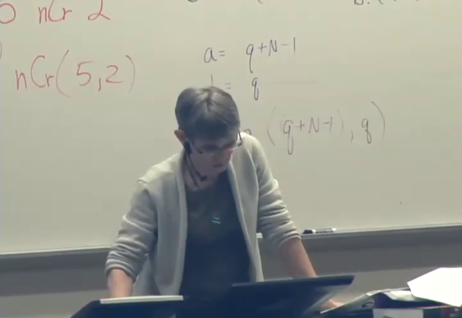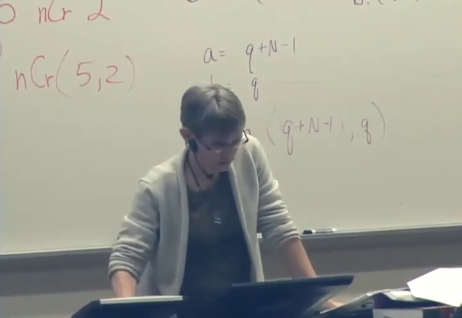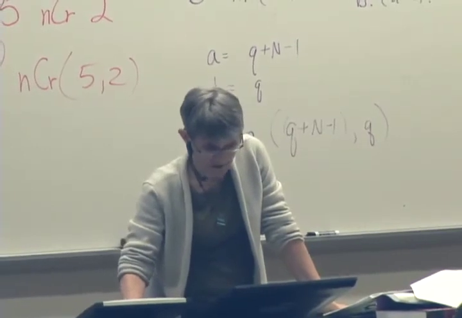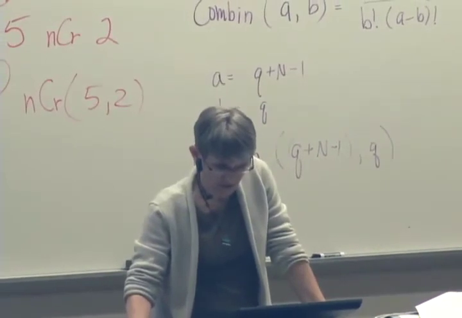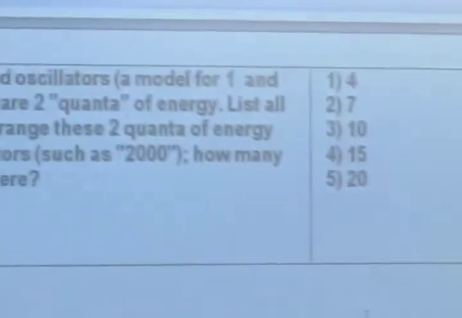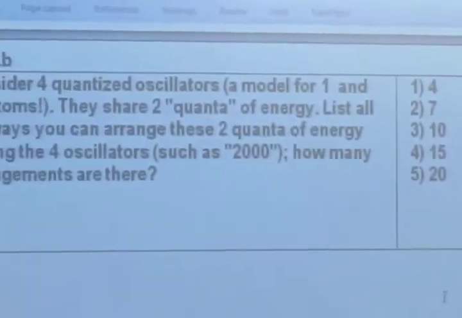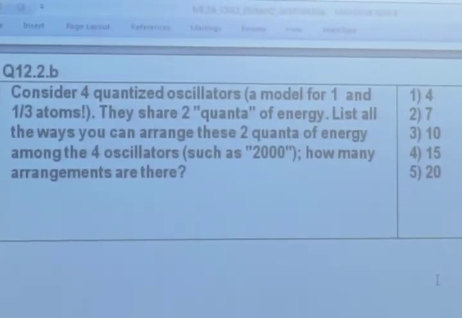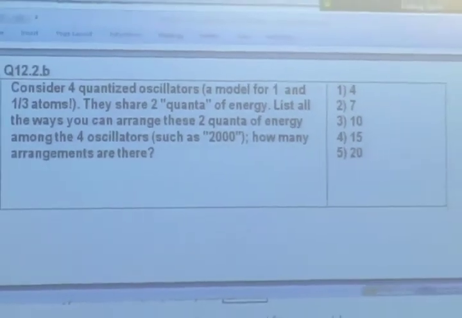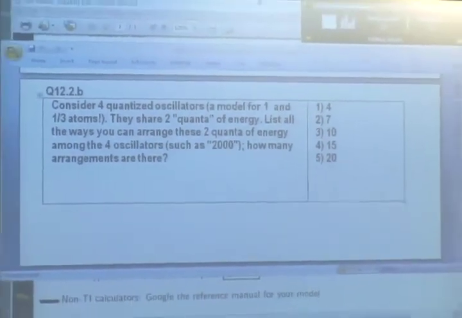Okay, so let's try one and just see if we can calculate it, because we want to have some bigger things. Let's do this one first. It's easy, but then we'll do a big one, and you'll see why you need this. Four oscillators, which is 1 1/3 atoms. We're not being physical, we're just doing a calculation. 2 quanta. What calculation would you do? This is worth figuring out how to do because we're going to do it a lot.